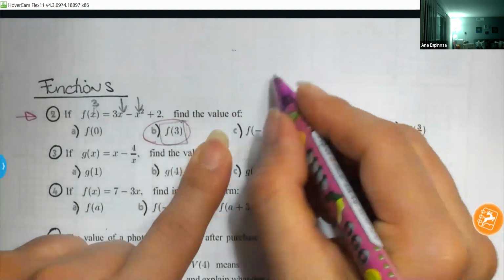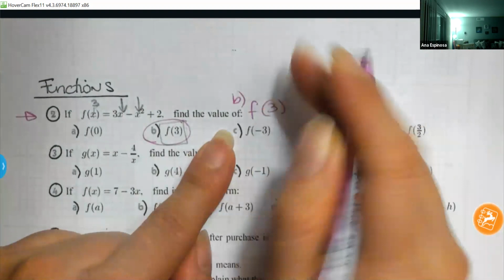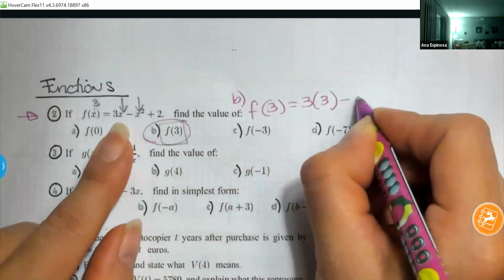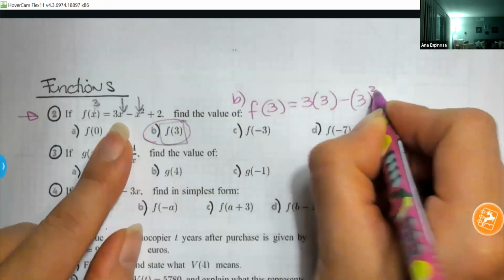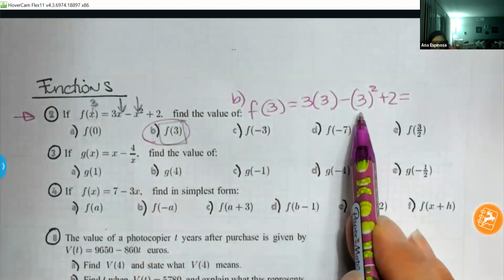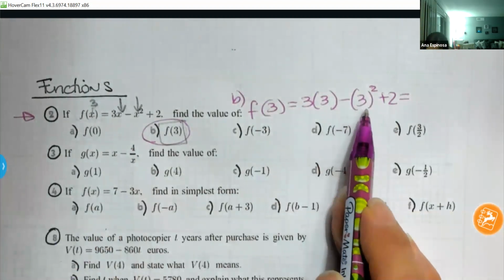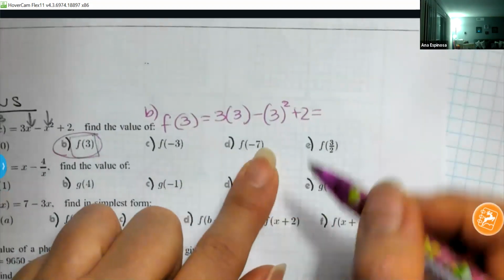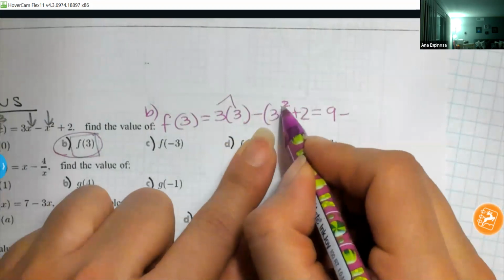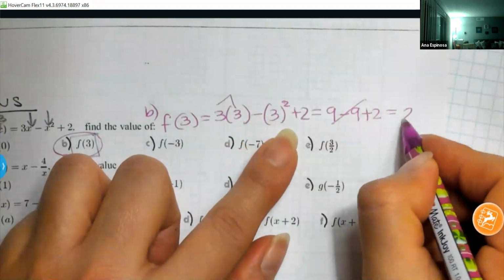So this will be f of 3. I'm only doing this one, I'm doing B. It equals 3 times 3 minus 3 squared plus 2. I always have a habit of putting the numbers squared in parentheses, even if I know this is going to be positive. You still get in the habit of putting them in parentheses, so you follow order of operations, PEMDAS. Here I multiply: 9 minus, this is 9, plus 2. And it turns out that I get 2.